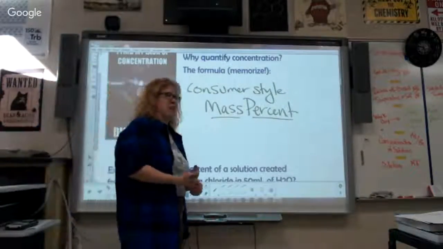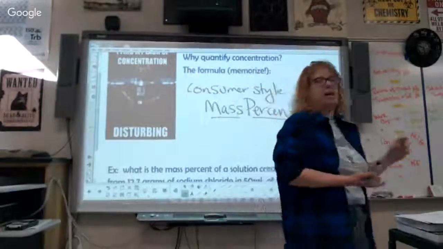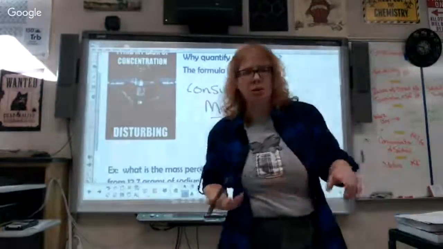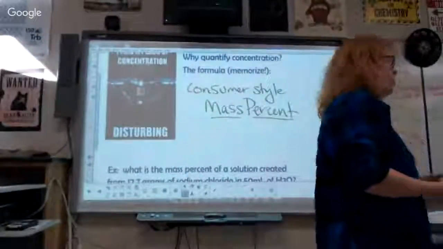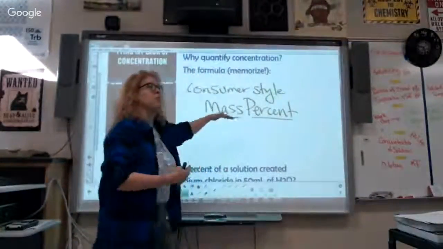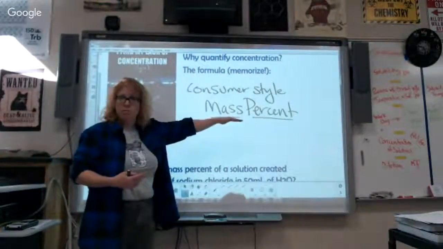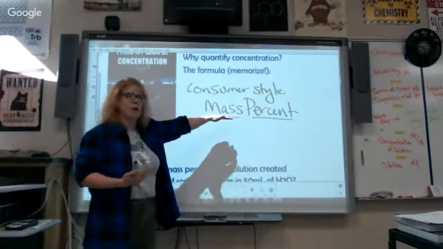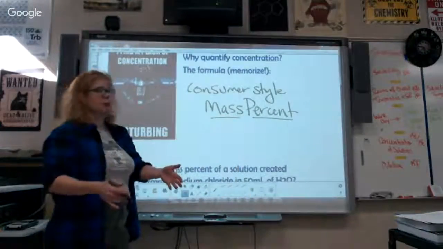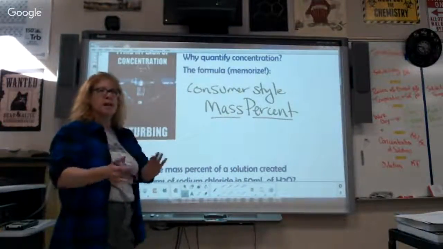So mass percent is how we do this consumer style. Things like vinegar, when you go get vinegar, it's 5%. Hydrogen peroxide is 3%. Isopropyl alcohol, 70%. These are called mass percents. So far, so good? You've seen these before, whether you know it or not. It's a simple formula, but you do have to memorize it. You have to bring this formula to the test. I'm not giving it to you.